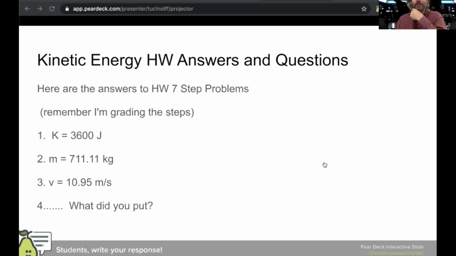Number 4 was very tricky. You actually could answer it without doing any math. Even though it was in the 7-step section, you didn't have to do any 7 steps.